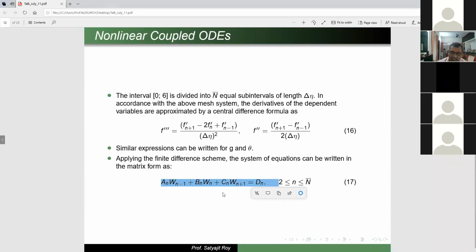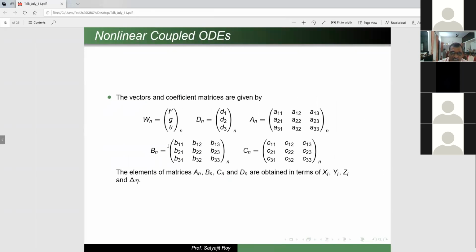block tridiagonal system, because each capital A, capital B and C_n all are 3 by 3 matrices, because you have 3 equations. If you have 2 equations, 2 unknowns, then you will have 2 by 2 matrix. So this is a matrix equation. Elements are also matrices, small matrices, 3 by 3. So see, A and B and C are 3 by 3 matrices, 3 equations, 3 matrix. So this is a coupled system. Okay.